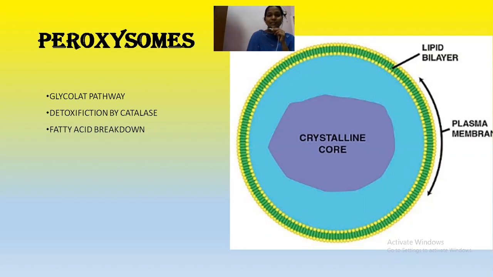As the peroxisomes are rich in catalase-like detoxification enzymes, this cell organelle is associated with detoxification of various toxic substances. And this peroxisome is also the site of fatty acid breakdown in plants. So with this, the peroxisome structure and function, in brief, is completed. Next cell organelle, that is Golgi complex.